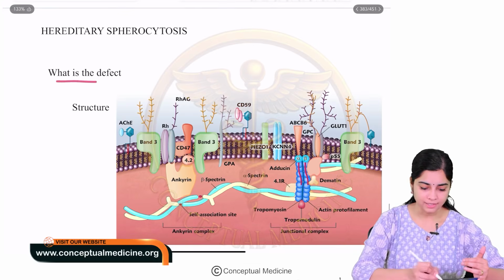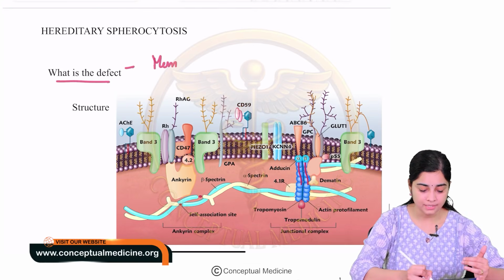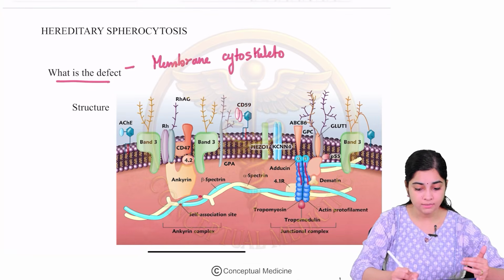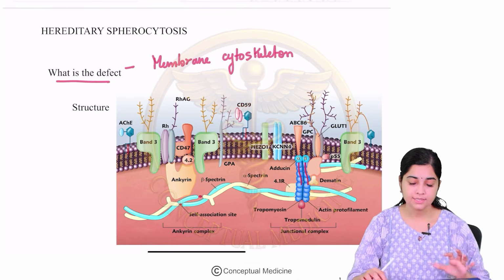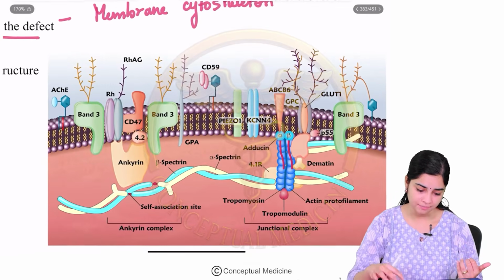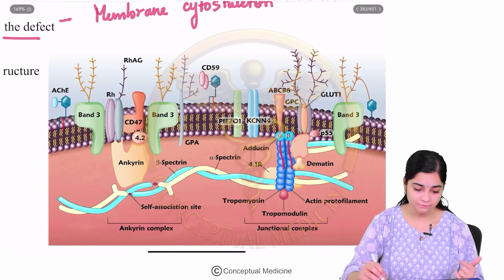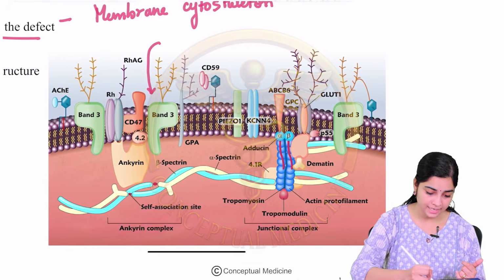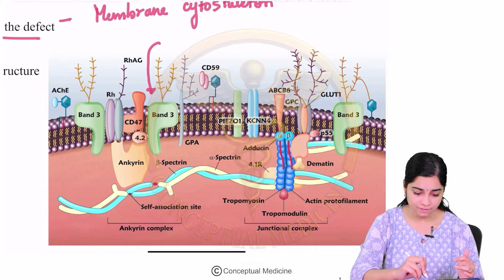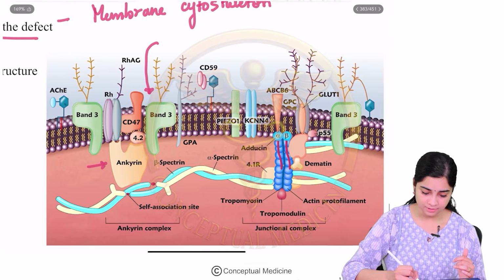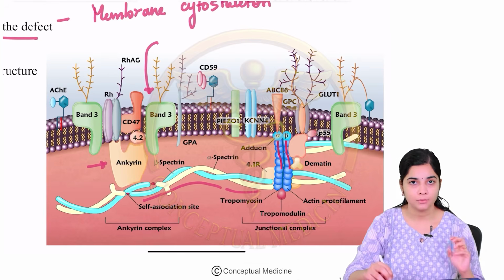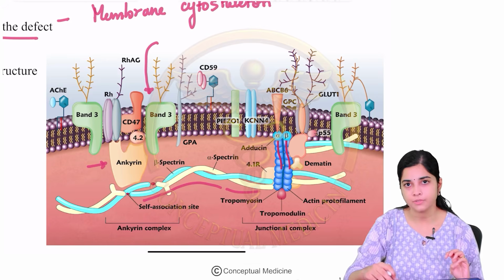Right? So what is the defect? The defect is in the membrane cytoskeleton. Okay? Membrane cytoskeleton means what? It is the RBC membrane. So this is the diagram which is basically depicting the various proteins which are found in the RBC membrane. Okay, so what are the proteins that you have to remember? You have to remember the band 3, right? So band 3 is basically a transmembrane protein. Apart from that, you have to remember ankyrin, you have to remember spectrin, right? So these are some of the most common protein defects which are associated with hereditary spherocytosis.